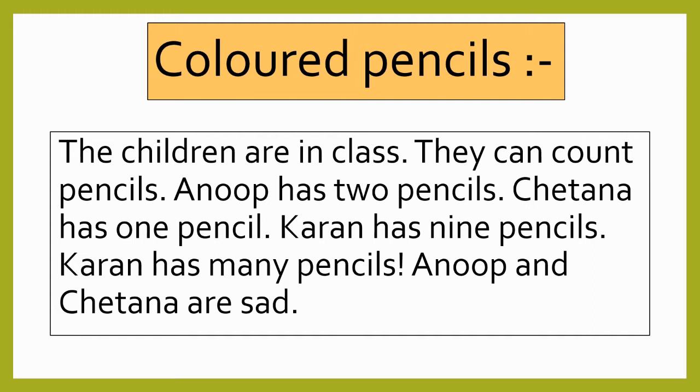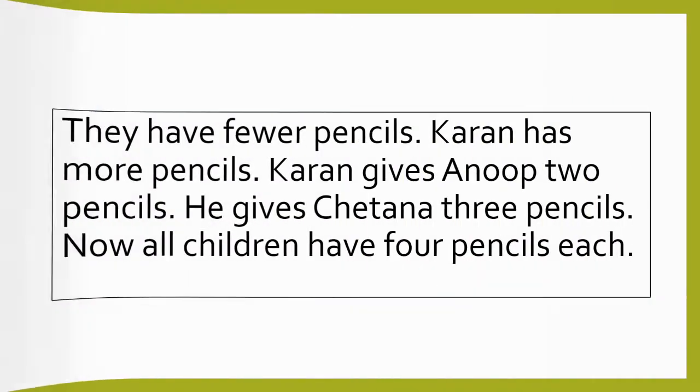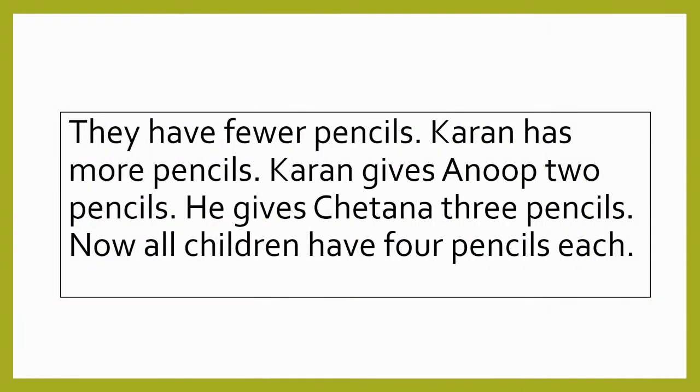Anoop and Chetana are sad. They have fewer pencils. Karan has more pencils. Karan gives Anoop 2 pencils. He gives Chetana 3 pencils. Now all children have 4 pencils each.